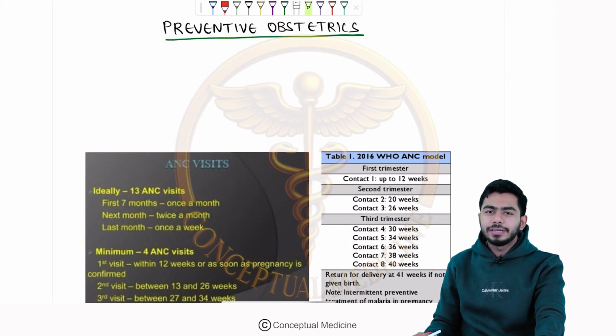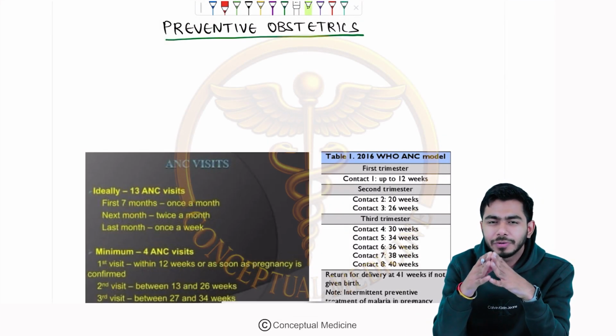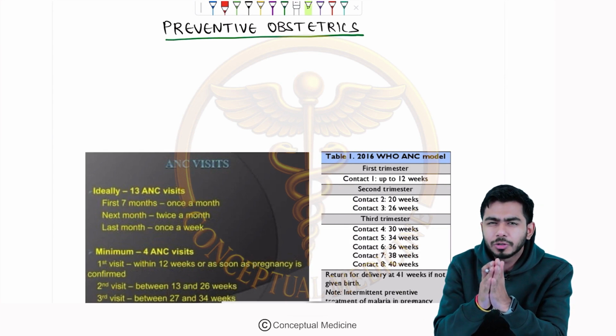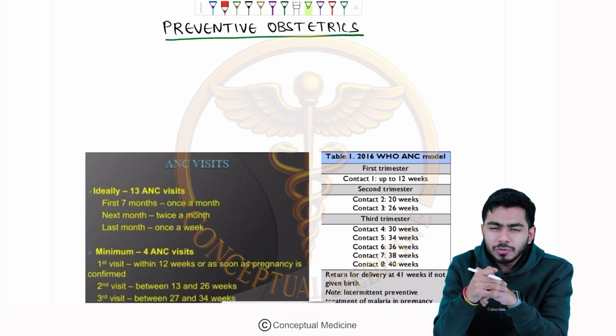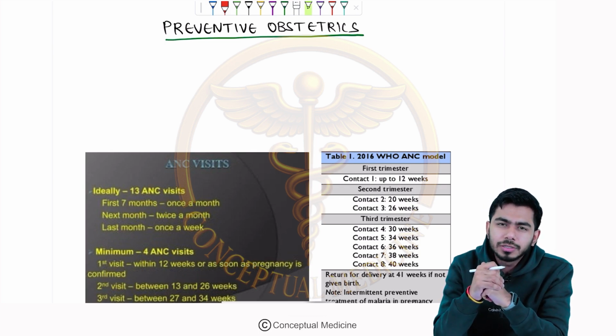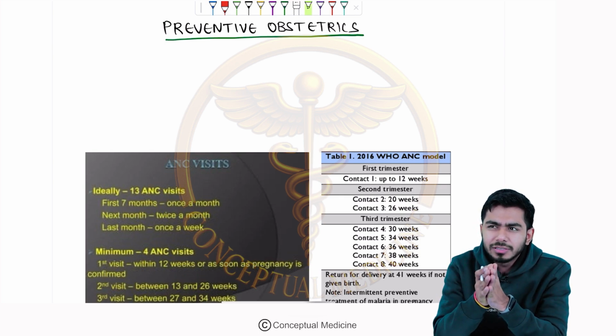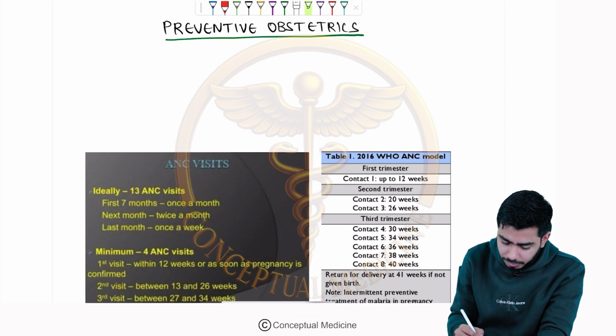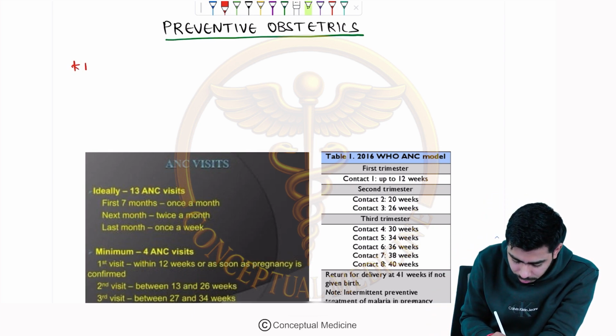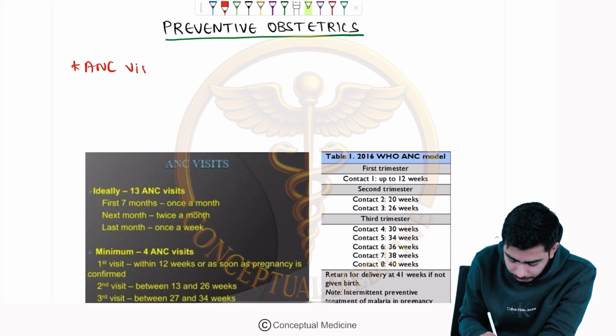So welcome back guys. Here in this session we will be talking about preventive obstetrics, the main important components regarding preventive obstetrics. So guys, the very first topic I will be discussing is what is an antenatal care visit. Antenatal care means the ANC visits, ANC meaning antenatal care.